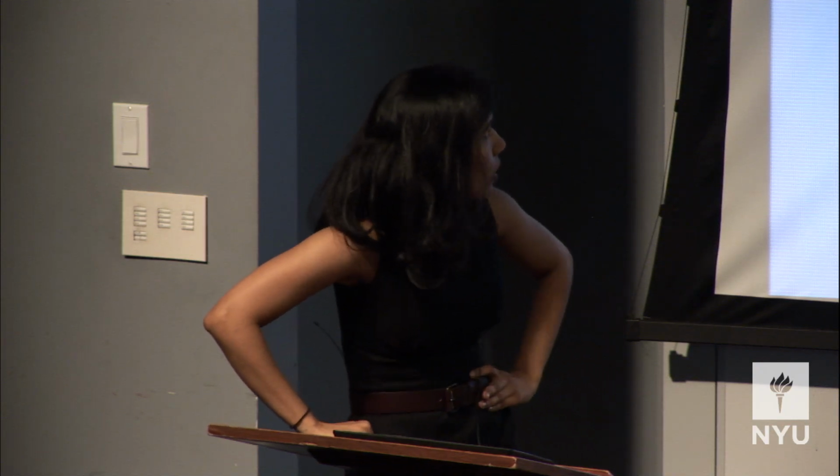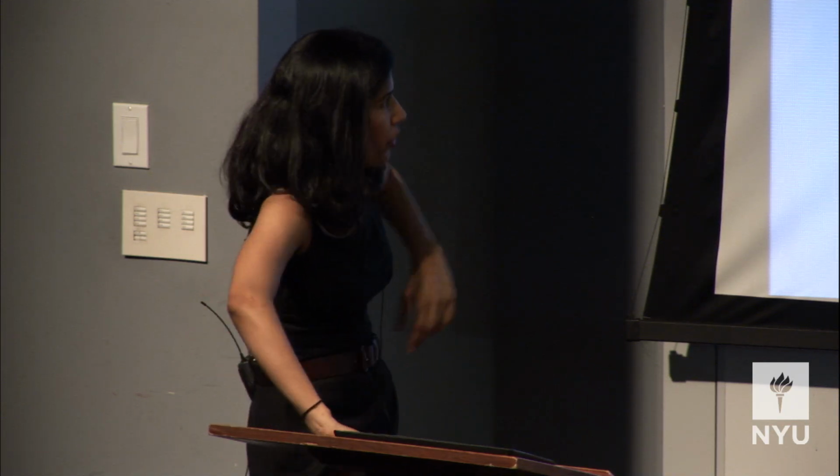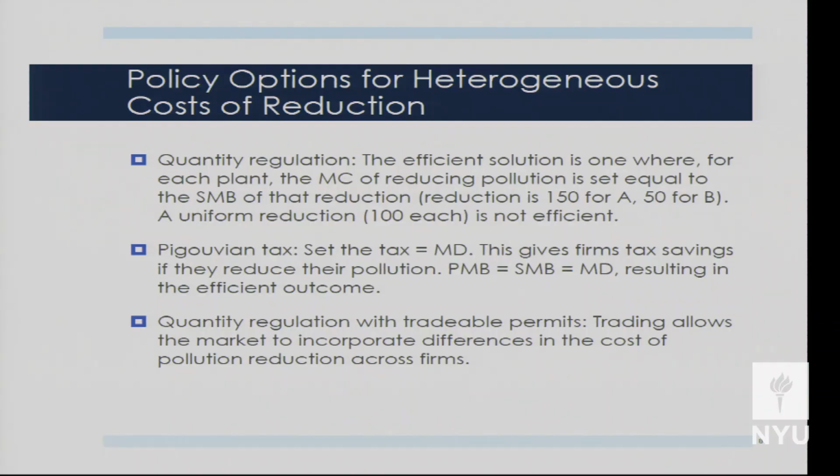Okay, so let's talk about this again with this wordy slide up here. The policy options for heterogeneous cost of reduction. Quantity regulation, right? The efficient solution is one where for each plant, the marginal cost of reducing pollution is set equal to the social marginal benefit of pollution reduction, i.e. the marginal damage. The reduction is 150 for A and just 50 for B. A uniform reduction, right, was not efficient because they have differential costs of abatement.